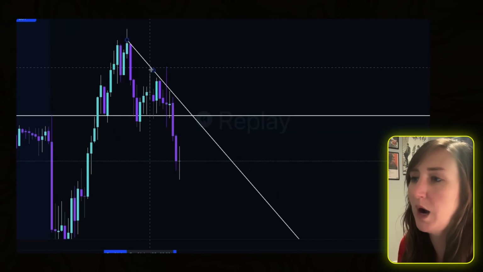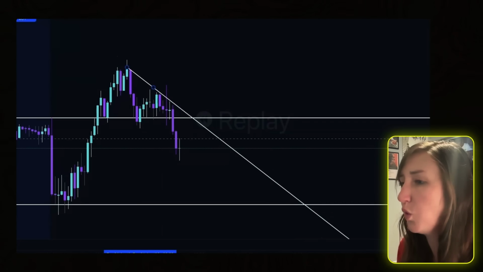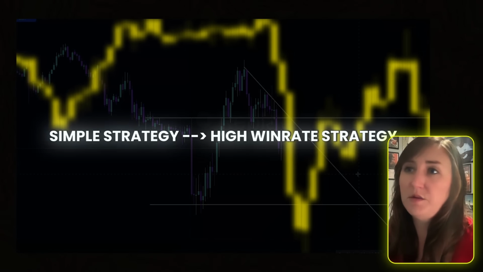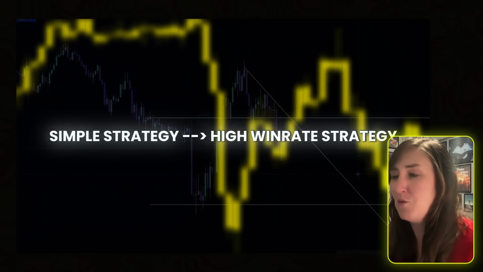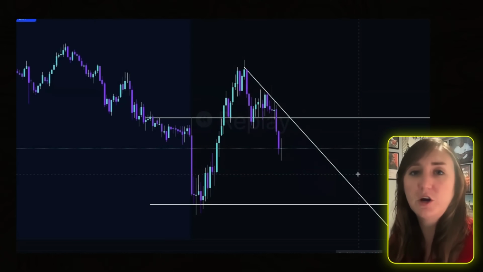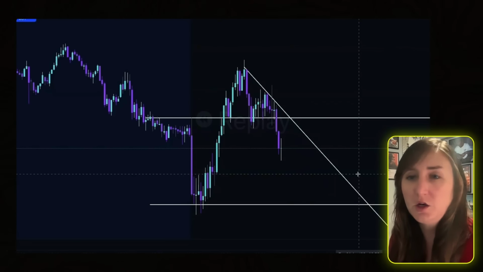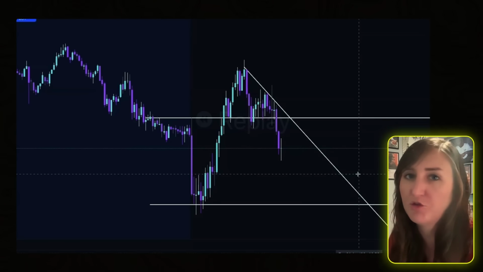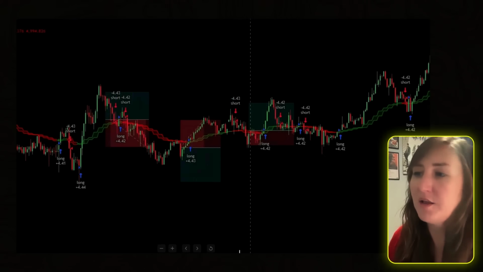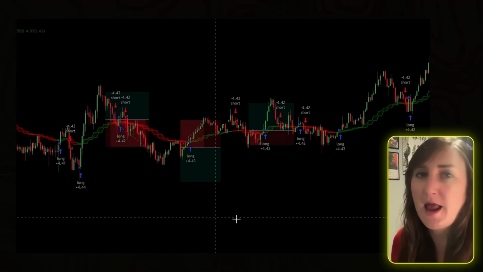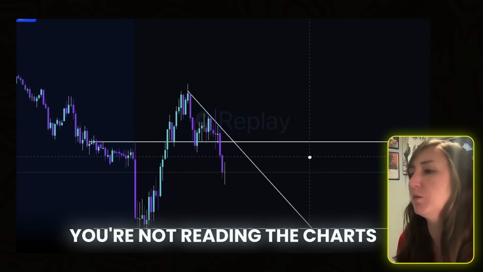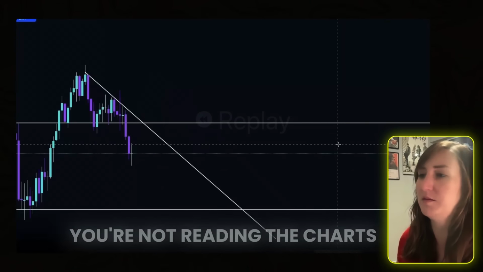We have lower highs. So when you are playing the ORB, guys, I'm teaching you how to turn a simple strategy into more of a high win rate strategy. A lot of trading is about intuition, discretion, taking those A+ setups as opposed to just any setup that comes your way. That's why a lot of these strategies that you may be trying out may be failing on you. You're not reading the charts. So you want to read and see if it's an actual A+ setup you should be taking.